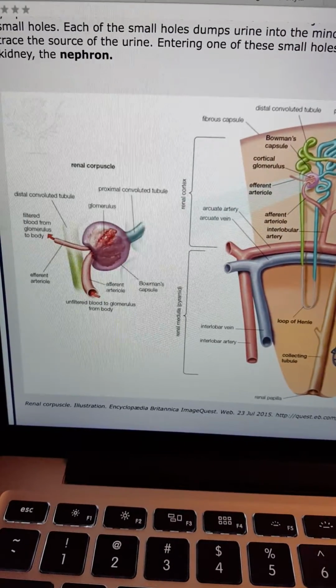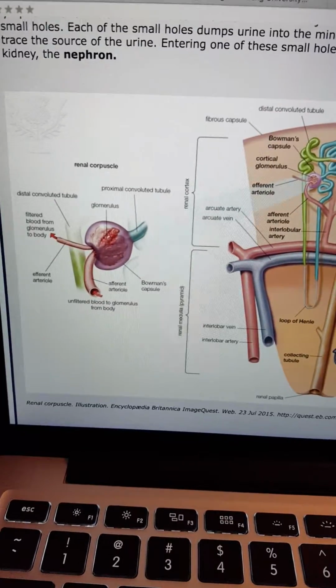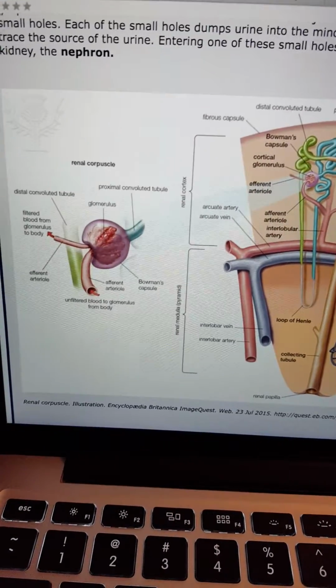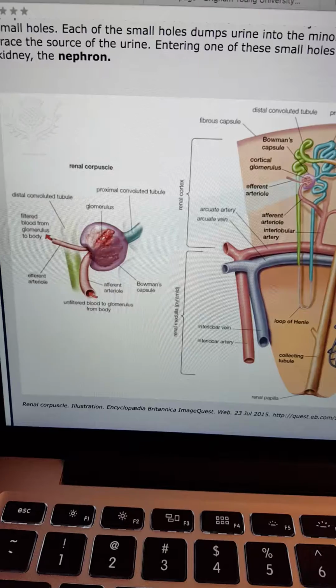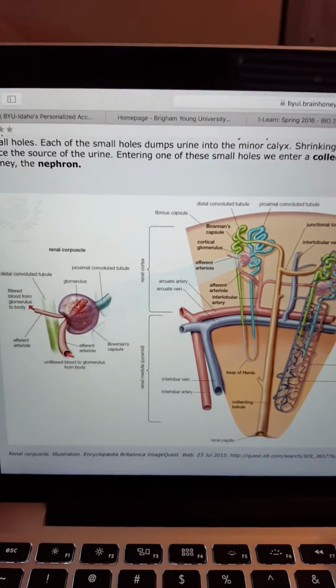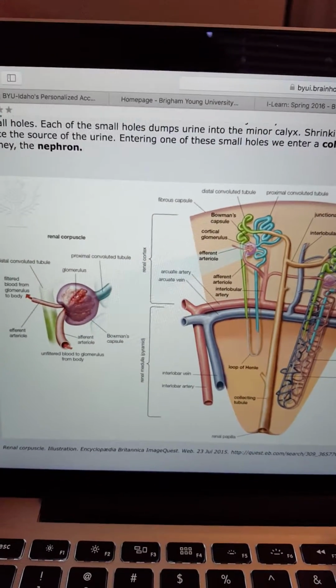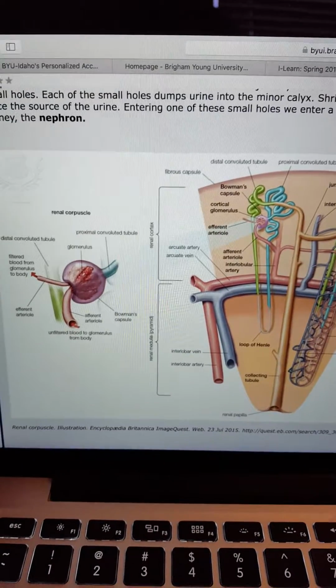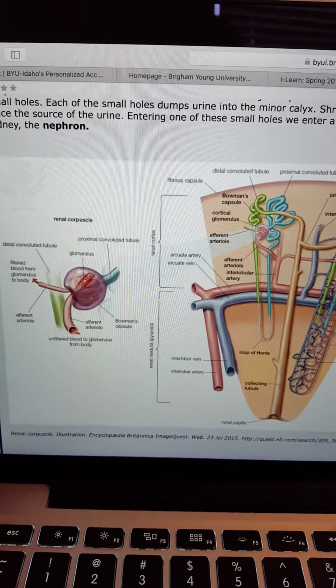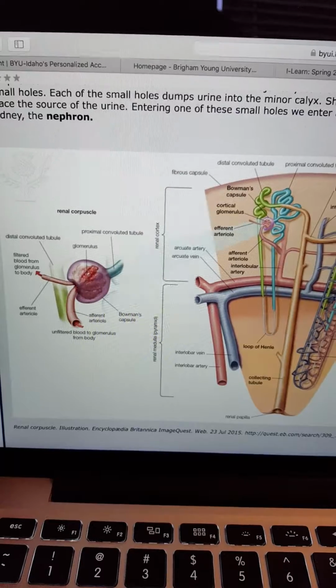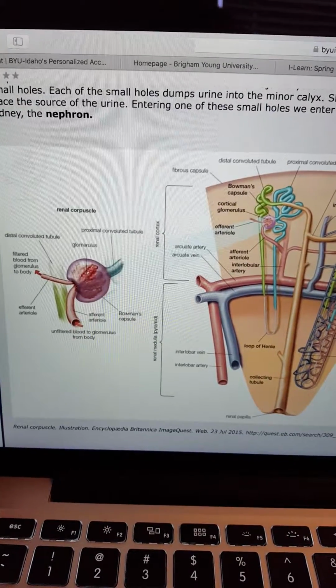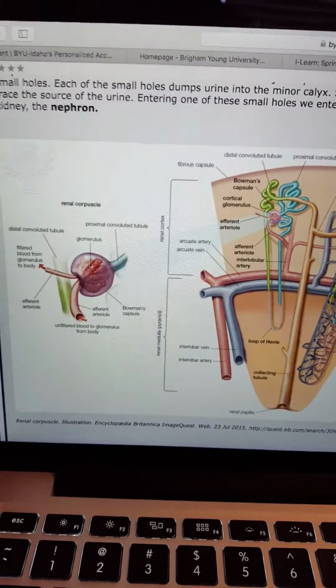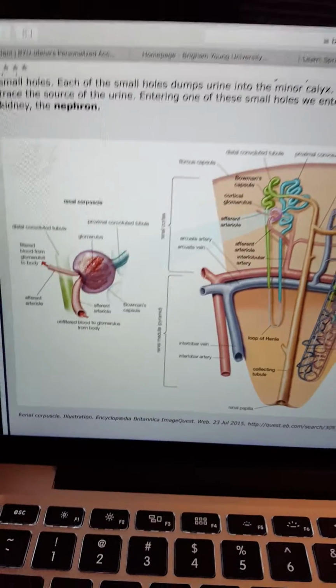If a substance will be filtered is decided by two things: the size of it and the charge of it. Things that are filtered are water, glucose, sodium chloride, amino acids, small proteins, metabolites, and urea. Things that are not filtered are medium to large proteins, red and white blood cells, and platelets.